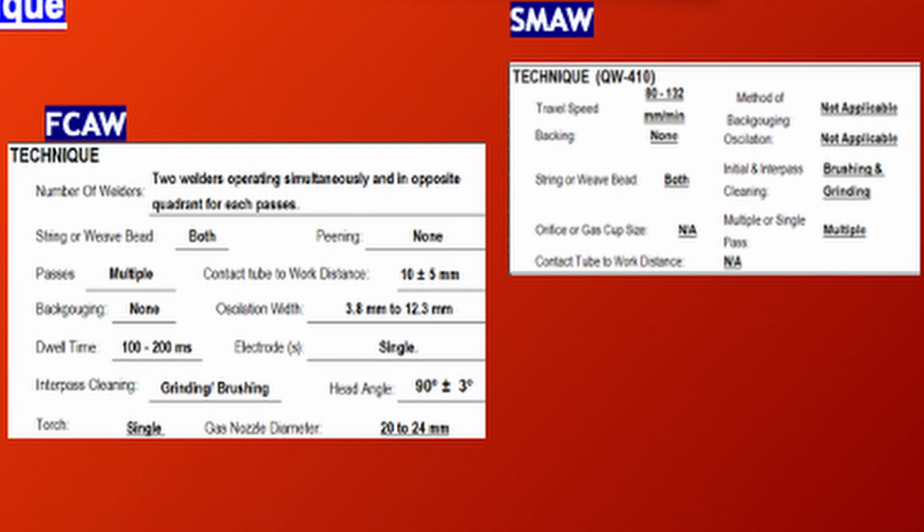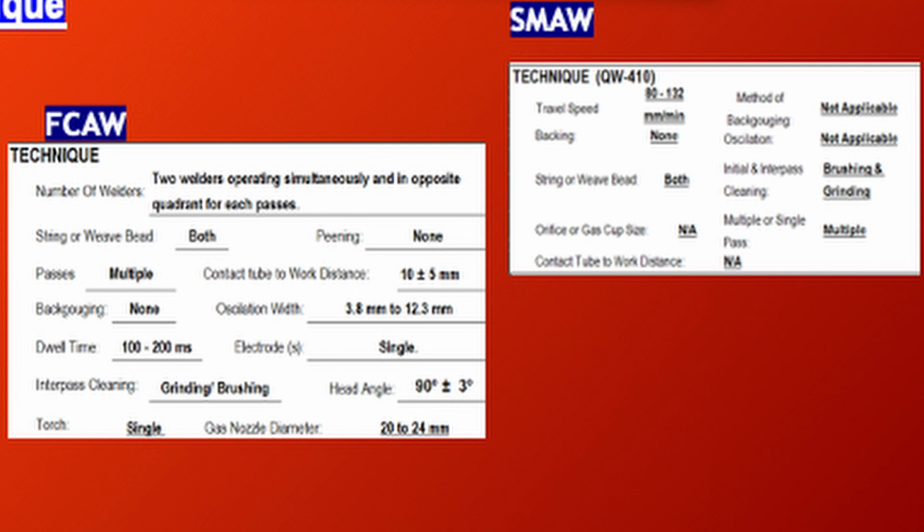Passes, it is multiple. Contact tube to work distance, it is important in the case of automatic welding, is 10 plus minus 5 mm. Back purging not required. Oscillation width of the head during the filling capping, it is 3.8 to 12.3 mm. Dwell time very small, but it is much required to achieve the proper fusion, 100 to 200 millisecond. Electrode is single. Interpass cleaning is through grinding or brushing.